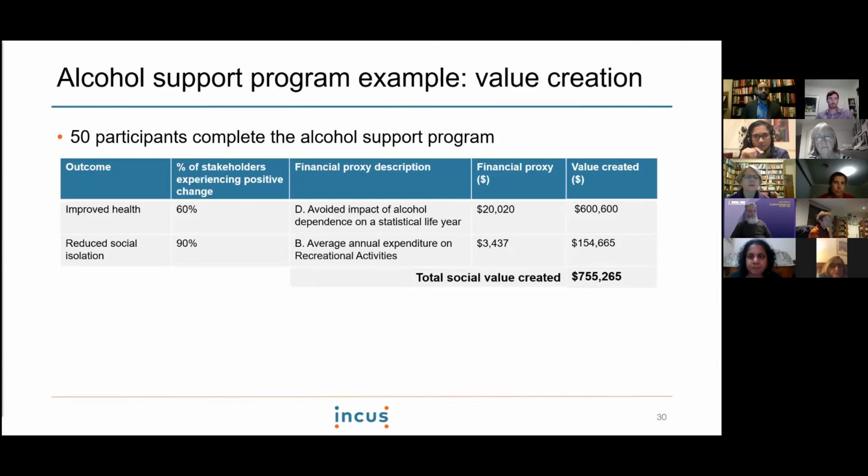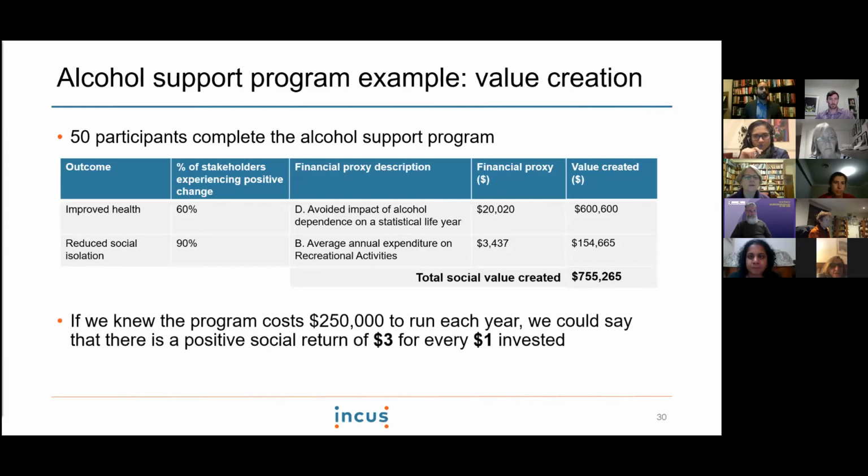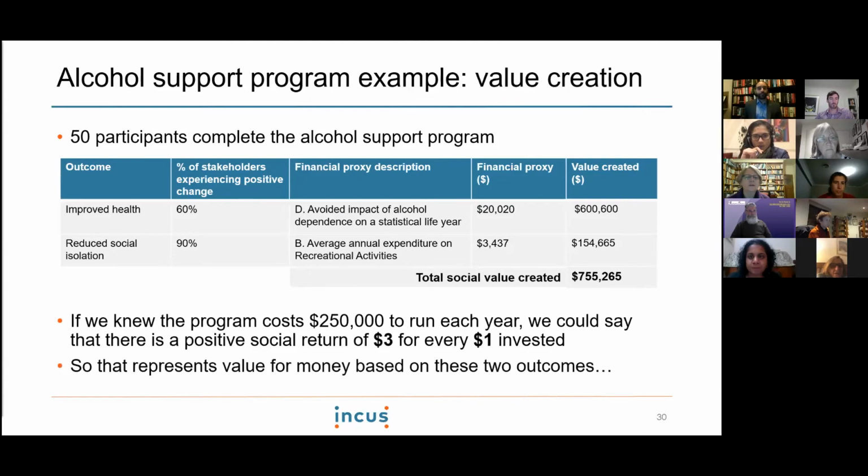Now, if we knew that the program cost $250,000 to run each year, we could say there's a positive social return of $3 for every dollar invested. So that represents great value for money based on these two outcomes. But is that the whole picture? Are we missing anything? Are these two outcomes the only outcomes? Is there a negative outcome? Are there other people who are benefiting or not benefiting from this program running?